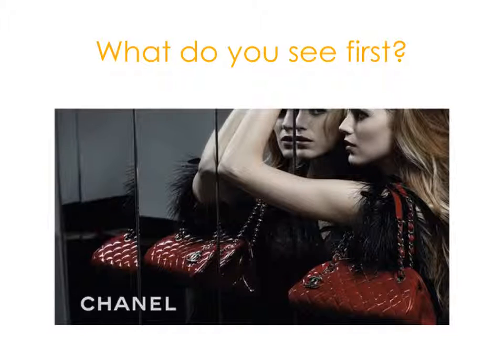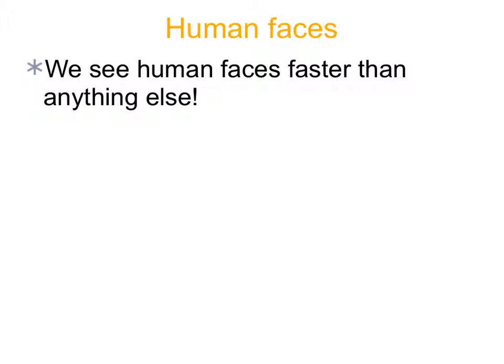For the last point, I'd like you to look at this advertisement and think what it is that you see first. Usually, what people see first is the face of the model. Why? Well, we see human faces faster than anything else. Why?